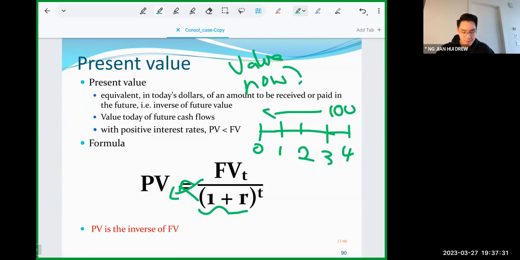So if the rate is positive, your present value will always be less than the future value. Why? Remember the broad intuition about the time value of money. If you're getting money at the 4th year, it means that it's worth less than if you get $100 now, right? So the intuition is that, of course, if your rate is positive, your present value will always be smaller than the future value.